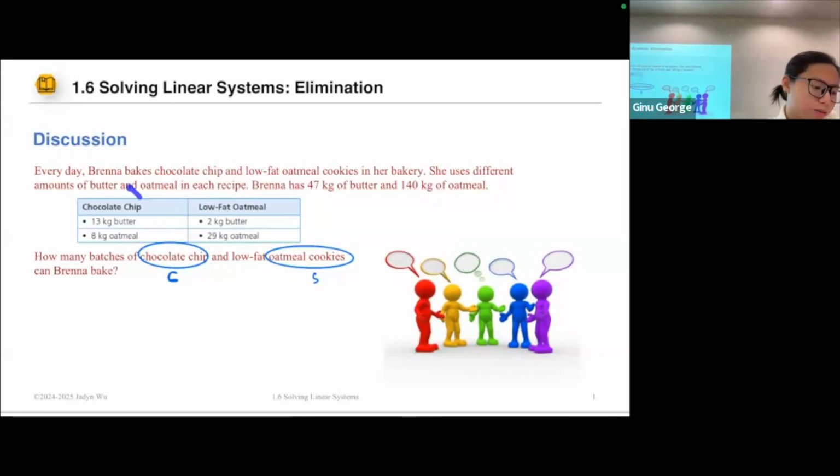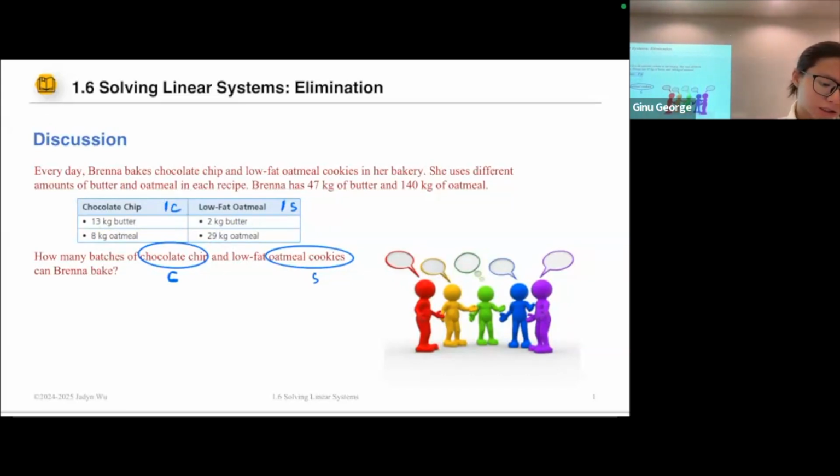So we have a table here, where C will be the batches of chocolate chip cookies. This means that for one C, I will consume 30 kilograms of butter and 8 kilograms of oatmeal. And for one S, I will consume 2 kilograms of butter and 29 kilograms of oatmeal. So I can see how much raw material each batch of chocolate chip or oatmeal cookies will cost. The materials would be butter and oatmeal in this case.